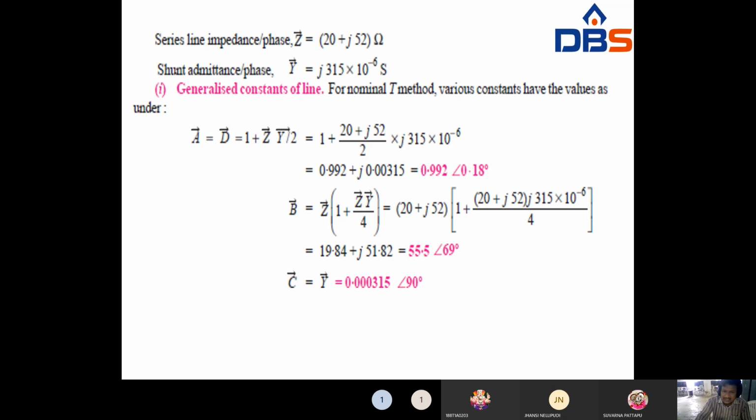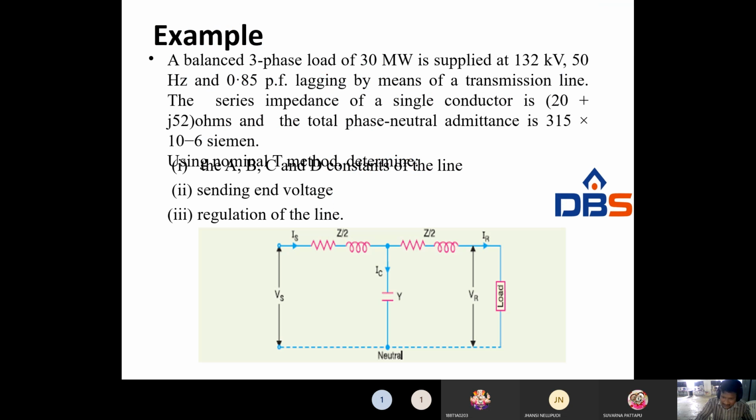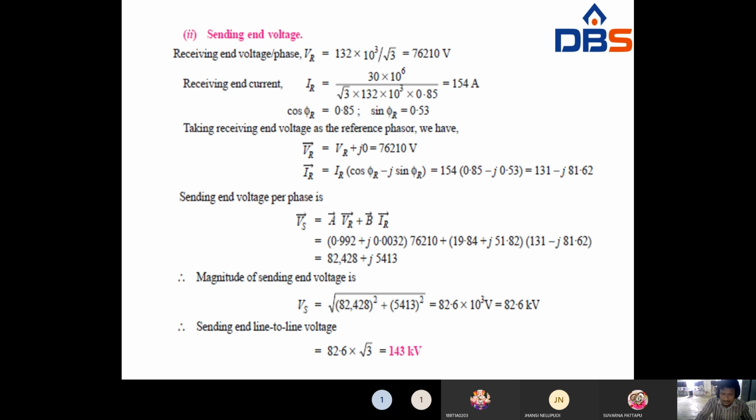Now C is equal to Y. So directly C is equal to Y. Convert this rectangular into polar, right? In this way, we have to determine the ABCD constants. Now substitute the values: A is equal to, B is equal to, C is equal to, D is equal to, right? Next, what did he ask us to find? The sending end voltage, that is, the older problems.